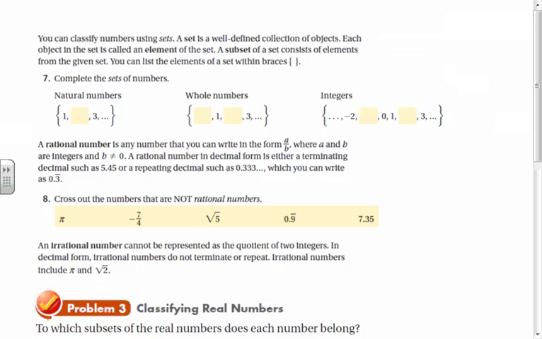You can classify whole numbers using sets. A set is a well-defined collection of objects. Each object in a set is called an element of the set.